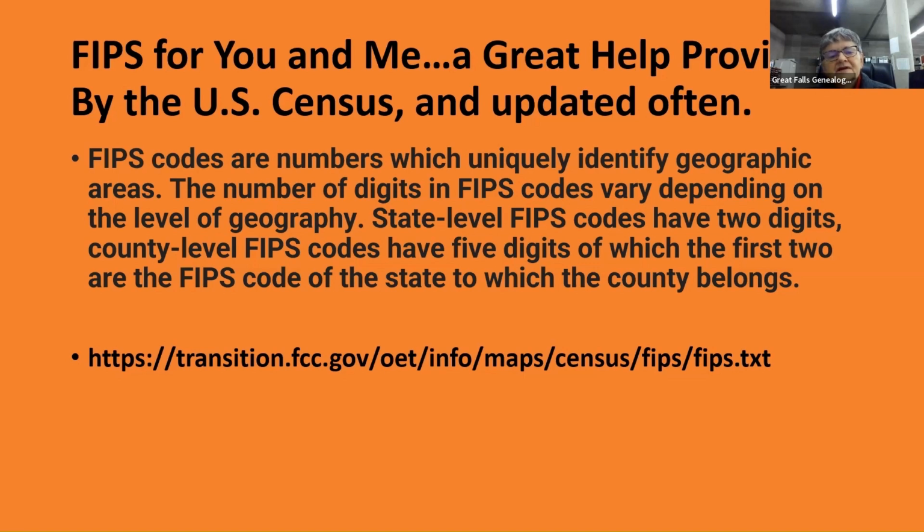They uniquely identify the geographic areas. I mean, we already know about GPS, but GPS isn't here. It just tells you even more stuff. The number of digits varies, depends on the level of geography. State level has 2 digits, county level 5 digits, and so on. And I've given you the information here and in the notes so you can go there. But believe me, I just Googled FIPS and it came right up.